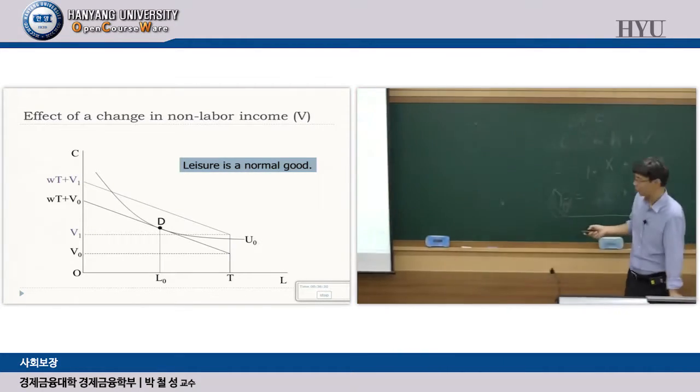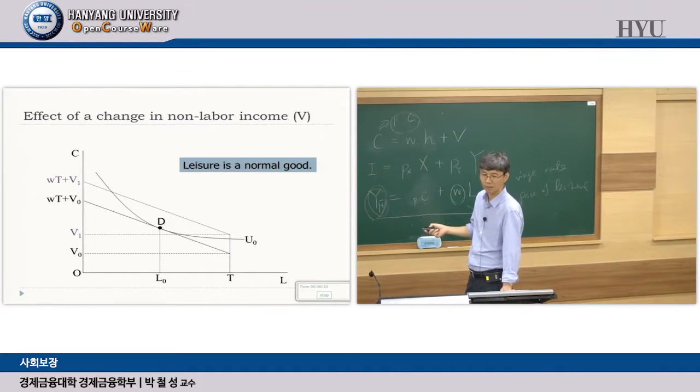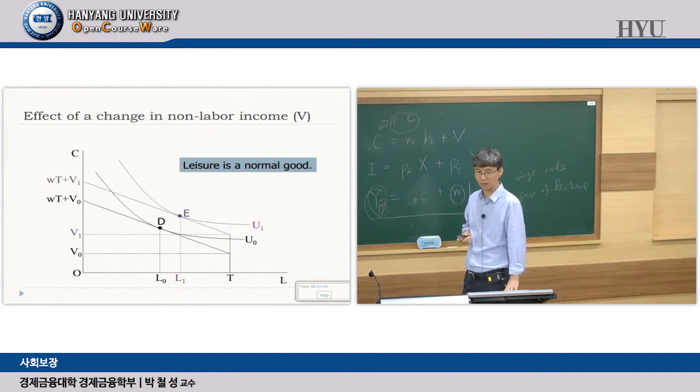Now, point D is obviously not the optimal point anymore. This person will find the new optimal point that should be point E. So at point E, this person's leisure hour will increase from L0 to L1. Or we can say this person's working hour will decrease from L0T to L1T. Okay? Get it?